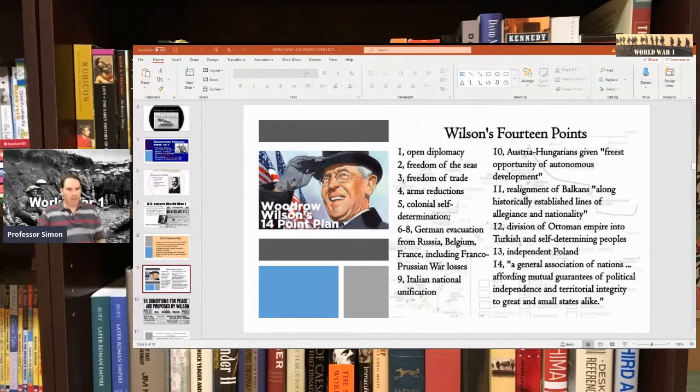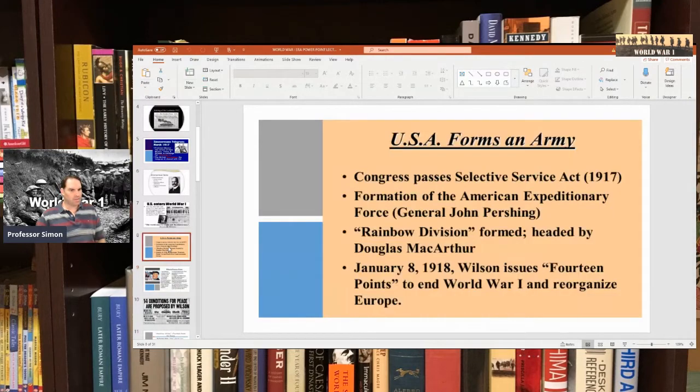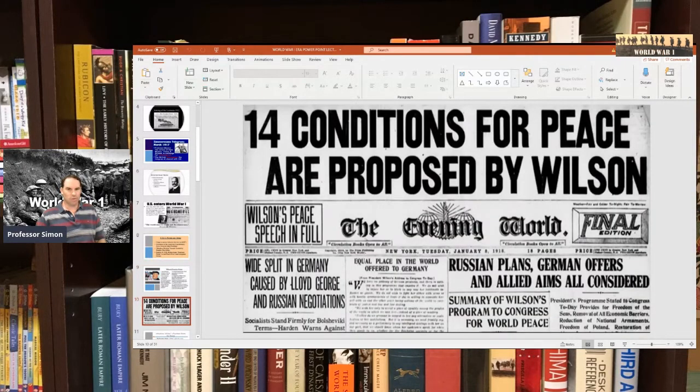So, yeah, we're talking about Woodrow Wilson's 14 points and all of that. So I was kind of getting into that. Let me go back. And, of course, I'm going to talk more about the war itself on this slide. So here's a newspaper clipping about the 14 conditions, or points I guess they called it, proposed by Wilson.